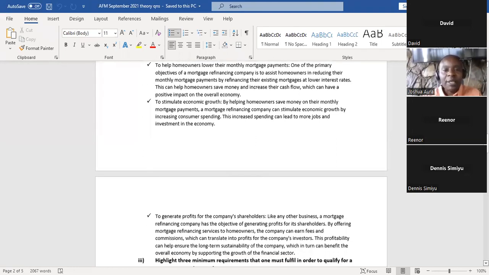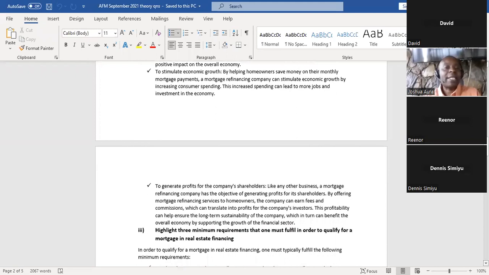It also generates profits for the company shareholders. Like any other business, these guys are in it for interest. They earn interest and at the end of the day give a return to shareholders. The most important thing is that the customers involved will have their monthly mortgage payments reduced, while the number of years will go up.